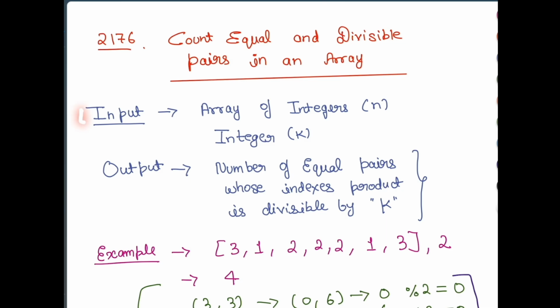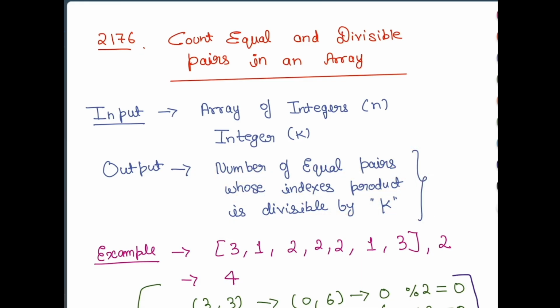So let us talk about what is the input in this particular problem. We are given an array of integers of size n, that is the length of your array is n. You are also given an integer k, and what you need to give in the output is you need to find out the number of equal pairs you have in your array whose indexes product is divisible by k.